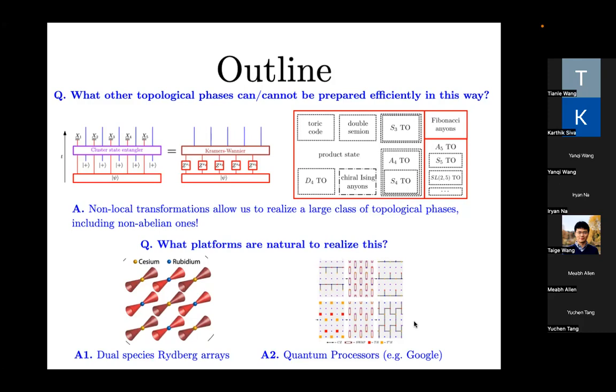And so to make this more fun, I'm going to talk out of order a bit. I'm going to talk about this part first, and then I'm going to talk about the Rydberg array. Then I'm going to jump to non-abelian stuff, and then come back here. Just spice things up a bit. So any questions before I continue?